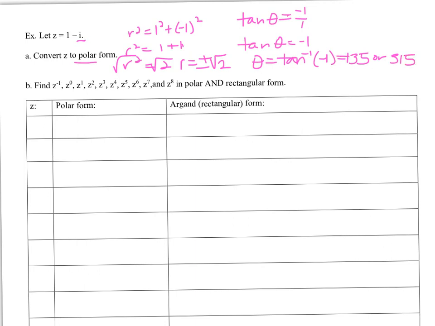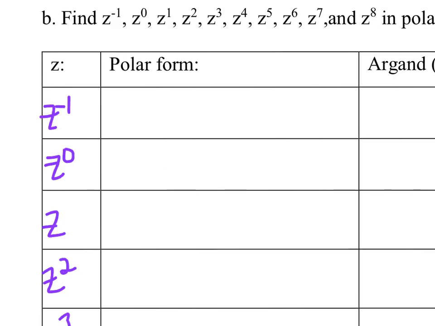Which one of those measures would make 1 minus i in the correct quadrant? Well, 1 minus i would put us down in quadrant 4. That means our rotation should be 315. Therefore, z in polar form would be square root 2, and then because it's polar form for complex numbers, we have to do that cis, 315 degrees. So we're going to start with that.